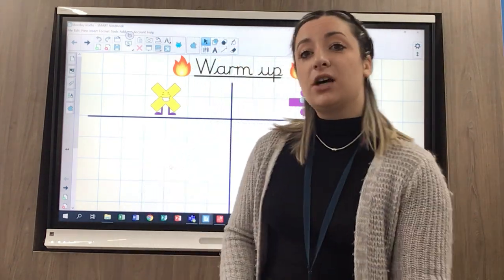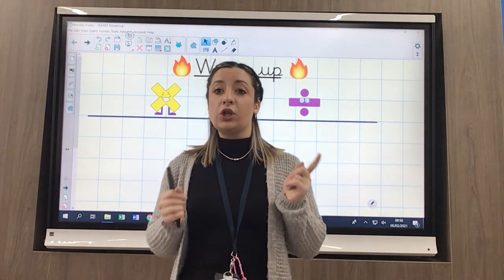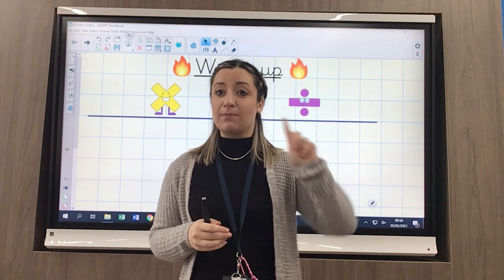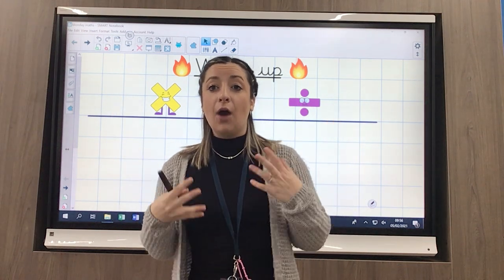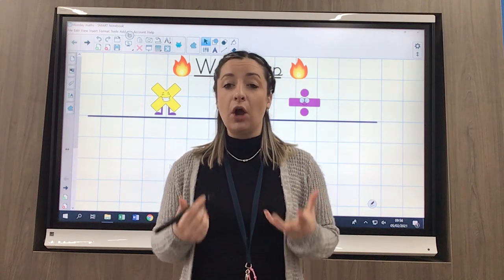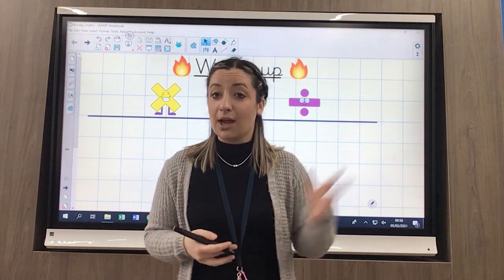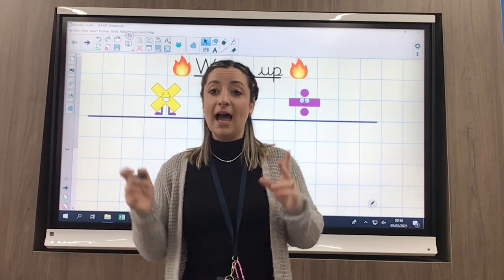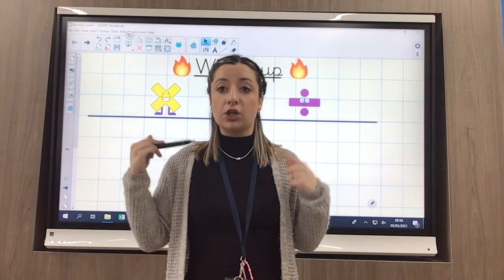Okay, so before we start our learning today, I've got a warm up on the board. Now I've got two symbols. I've got one here, which is my division, and I've got one here, which is my multiplication. And what I want you to do at home is I want you to think about different words which would mean multiply and different words which would also mean to divide, okay? And I want you to think about them and see if you get any of the ones that I'm going to write on the board.